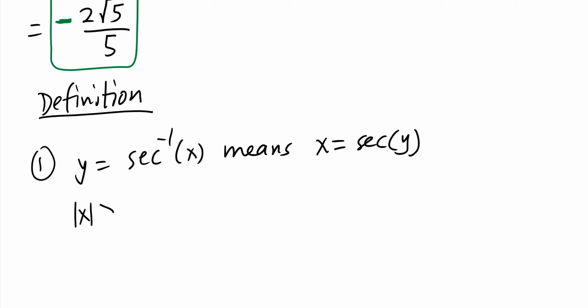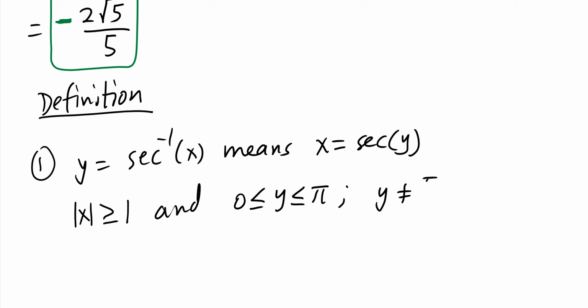That can be rewritten like this. The absolute value of x bigger than or equal to 1. And for the y, it's in the first and second quadrant, provided y cannot be pi over 2. See, secant is 1 over cosine, so cosine was from 0 to pi.